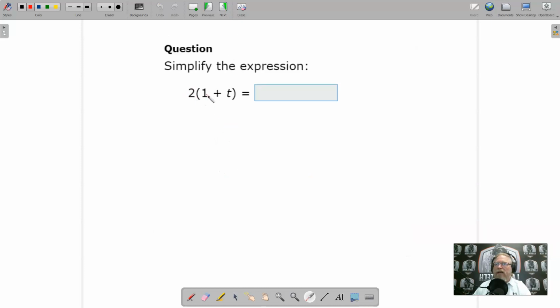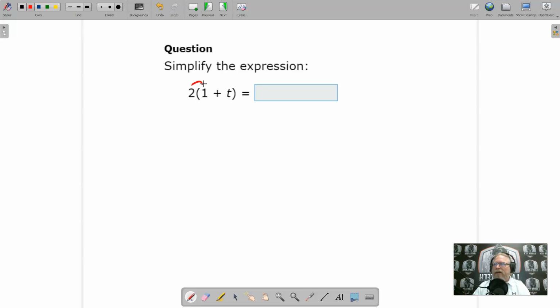2 times the quantity of 1 plus t. Notice how I read the parentheses as the quantity of. So if somebody said 7 times the quantity of 6 plus t, I'd know that 7 times, the quantity of, that means parentheses, 6 plus t. So whenever we read the parentheses signs, we use the phrase the quantity of. So 2 times the quantity of 1 plus t.